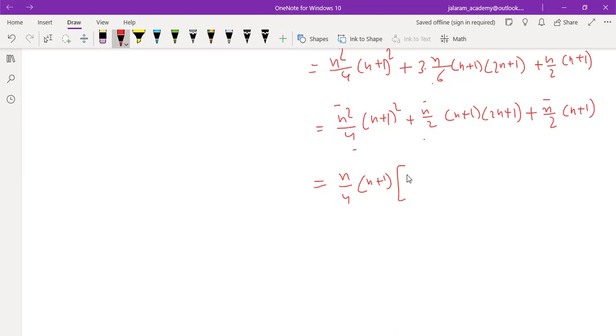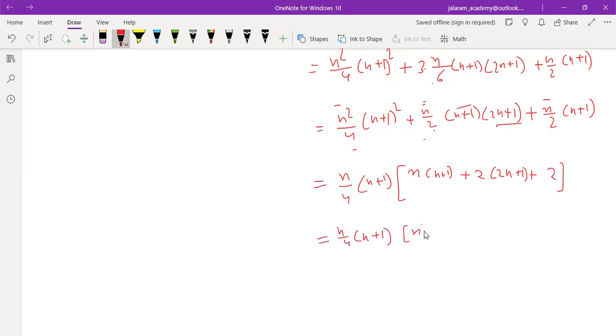First is n only into n plus 1, as we have taken n into n plus 1 upon 4 already common. Plus, n is common, n plus 1 is common, 2 to the 4, so we write 2 into this bracket, 2n plus 1. Again plus 2 only, 2 to the 4, and n into n plus 1 is already common. If anyone has any confusion in this line, he or she can ask in the comment box.